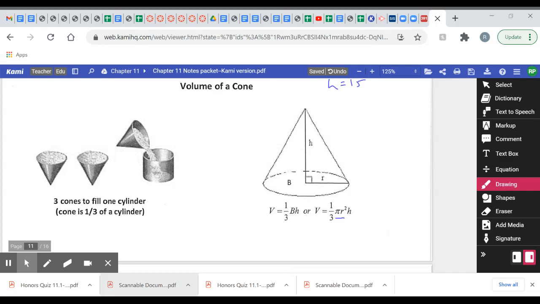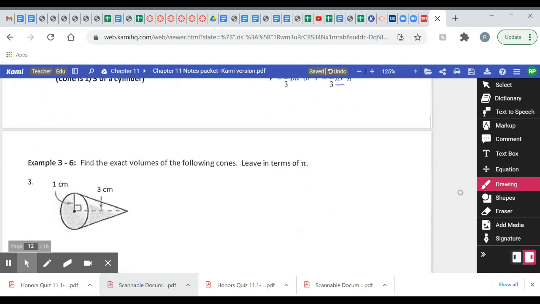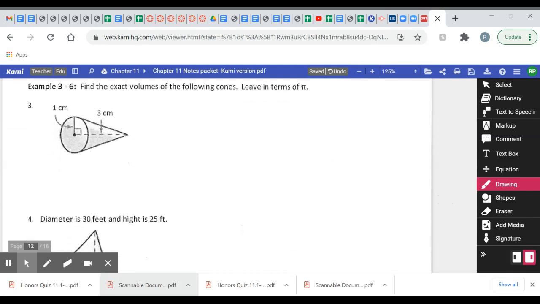And then also it is H instead of L, or slant height. So remember, the slant height is the slanted part here of the cone. So if they give you the slant height, you'll have to use Pythagorean theorem to find the height. But if they give you the height, that's what you're plugging in the formula. All right, so examples 3 through 6.